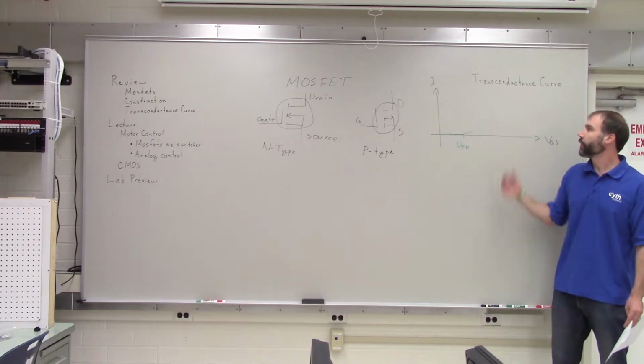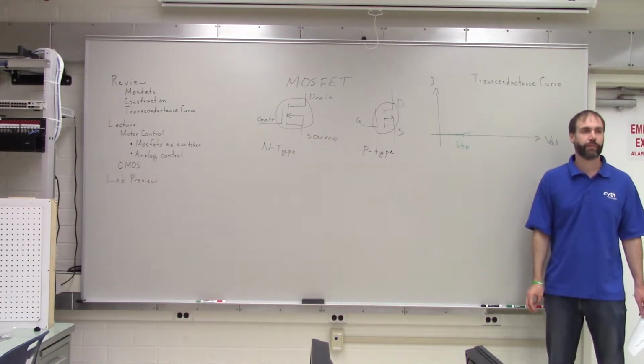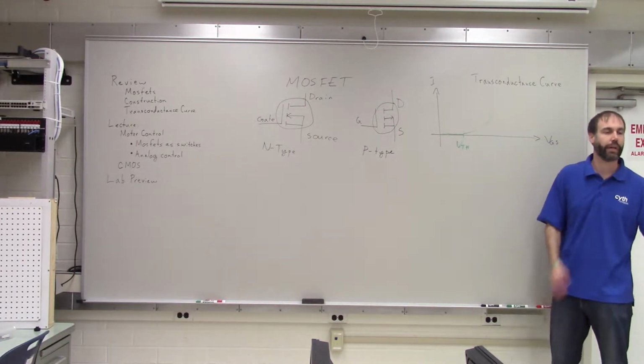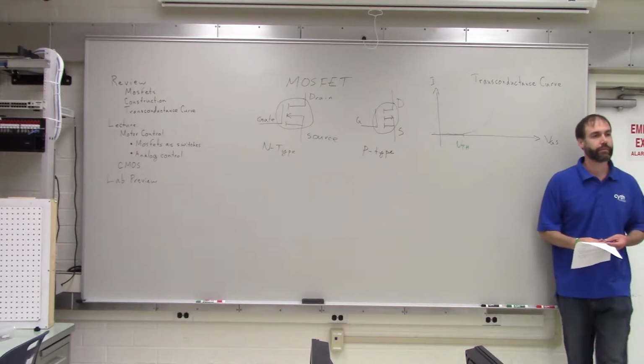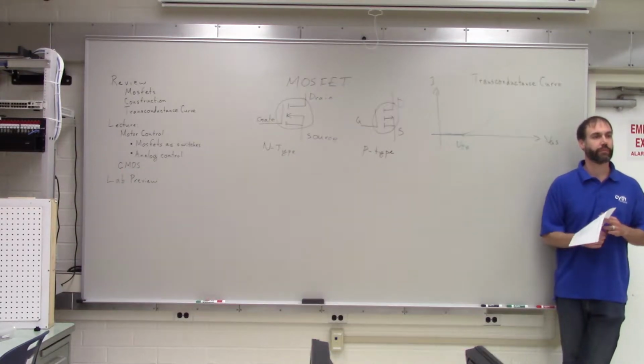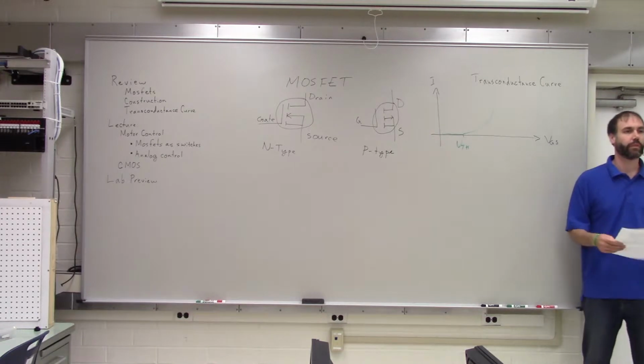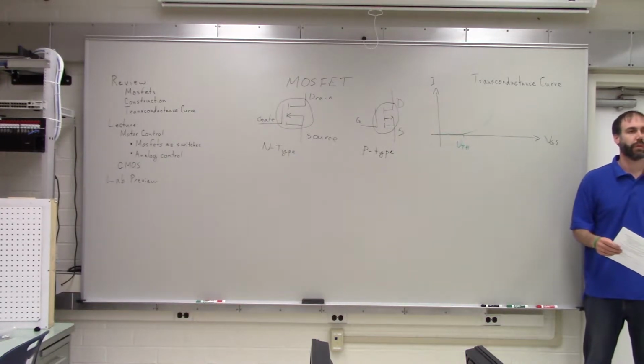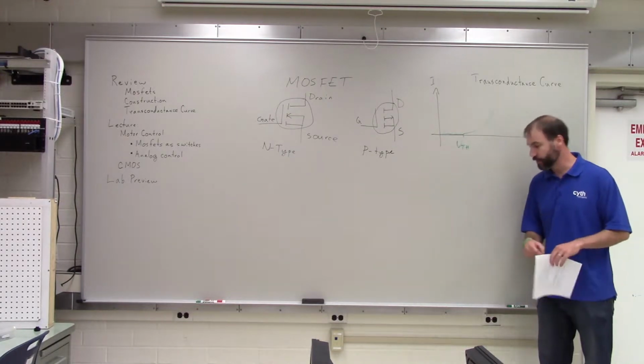So any questions about MOSFETs? Oh, yeah. So at some point it was just maxed out, where no matter how much more voltage you pour in, there's just no more current flowing, right? Right. So that was determined by the type of circuit that you set up.